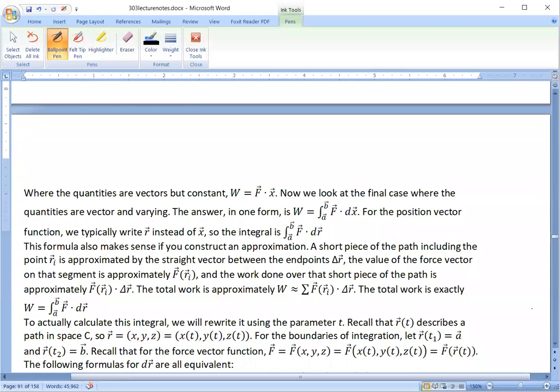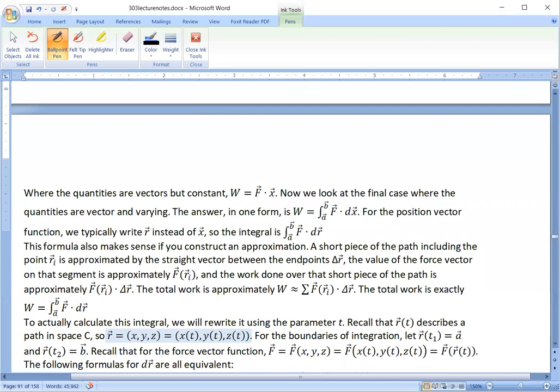R describes a curve. R is really in 3 dimensions. So vector R is really x comma y comma z, but parametrically everything's really a function of t. So it's x of t, y of t, z of t. And then for the boundaries, let's just assume that we're at the beginning point at t1 and the end of the curve, the piece of the curve at t2.